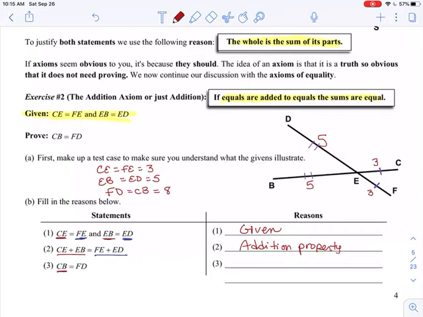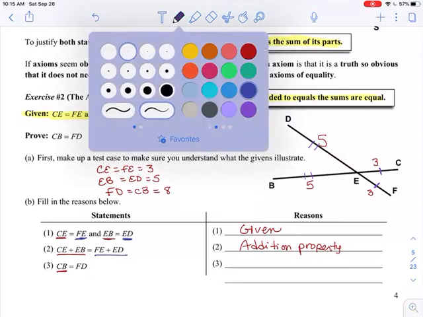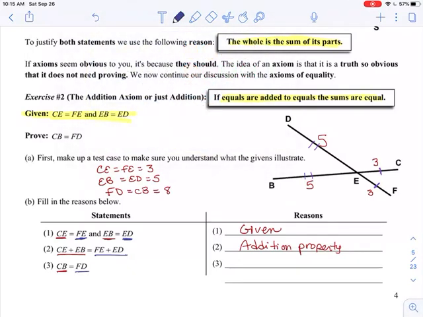Well, we know that CE plus EB is actually CB, and we know that FE plus ED is actually FD. So that is the sum, the whole is equal to the sum of its parts.